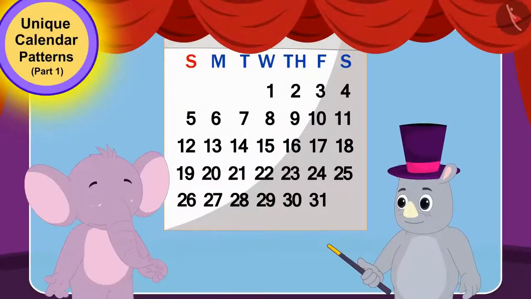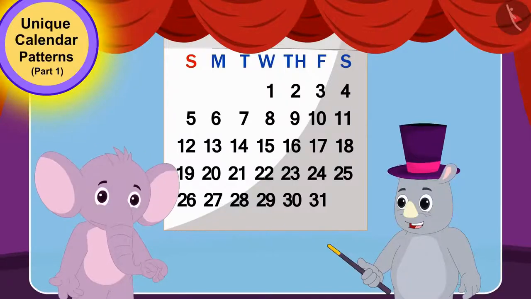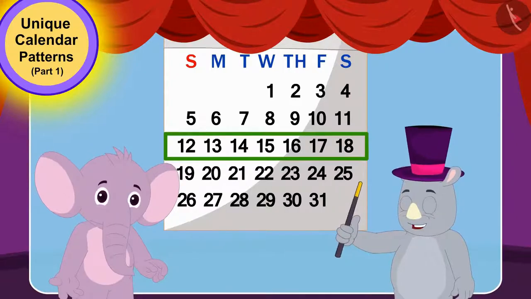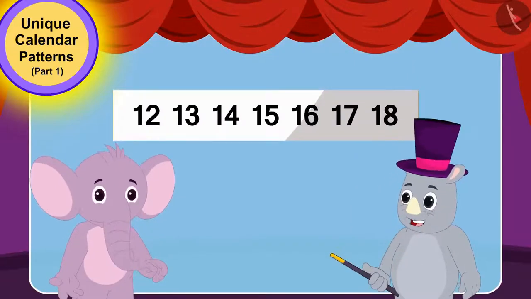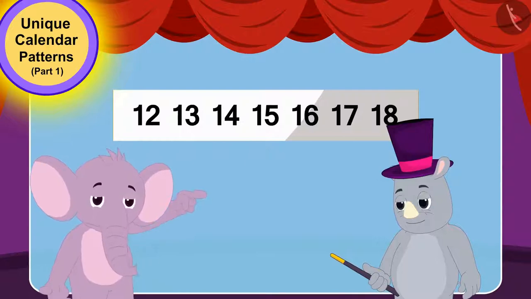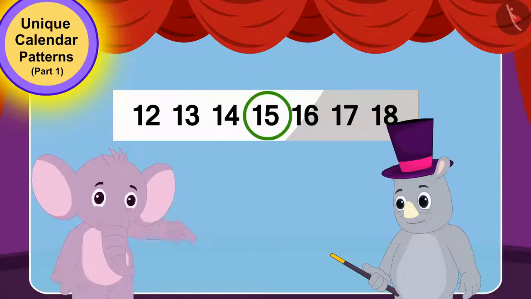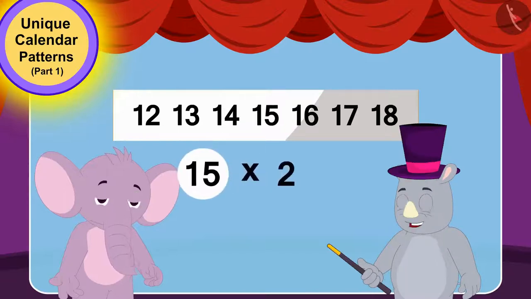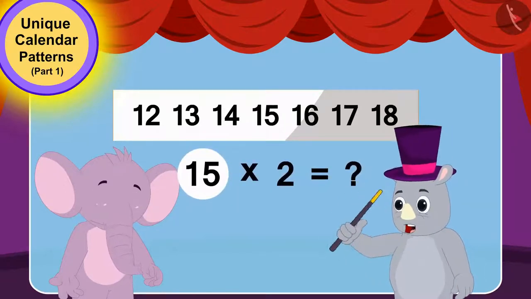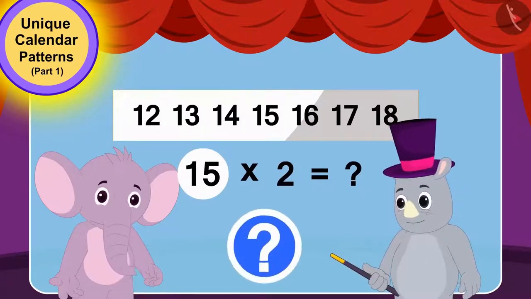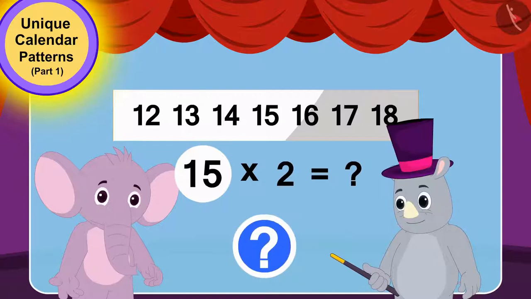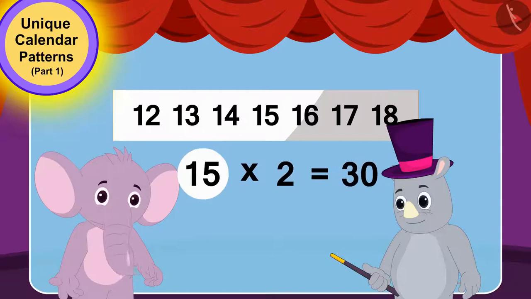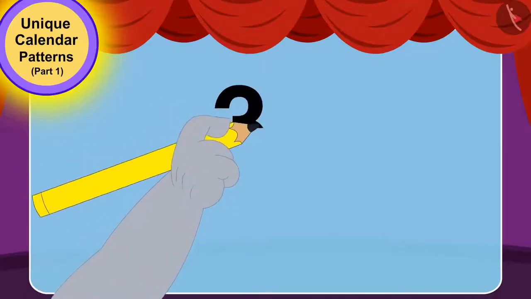Now Gaggu asked Appu which of these numbers is exactly in the middle of this horizontal line. Appu immediately pointed to 15 and said, "This one." Now Gaggu asked him, "What would be 2 times this number?" Children, can you tell how much is 15 times 2? Correct! 30! Gaggu wrote 30 on the paper.